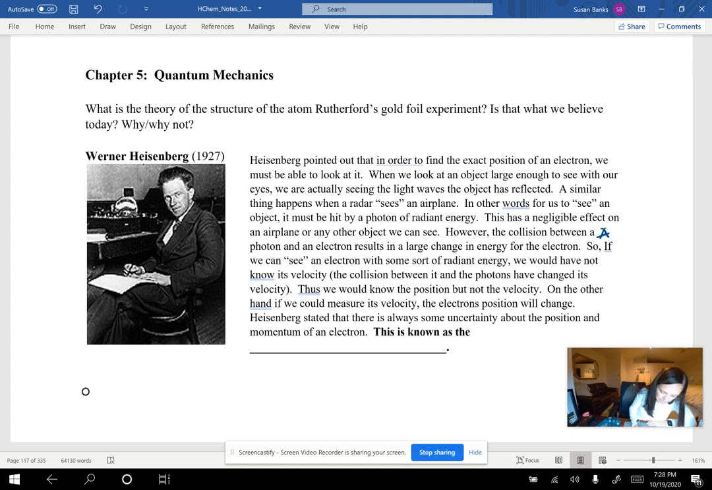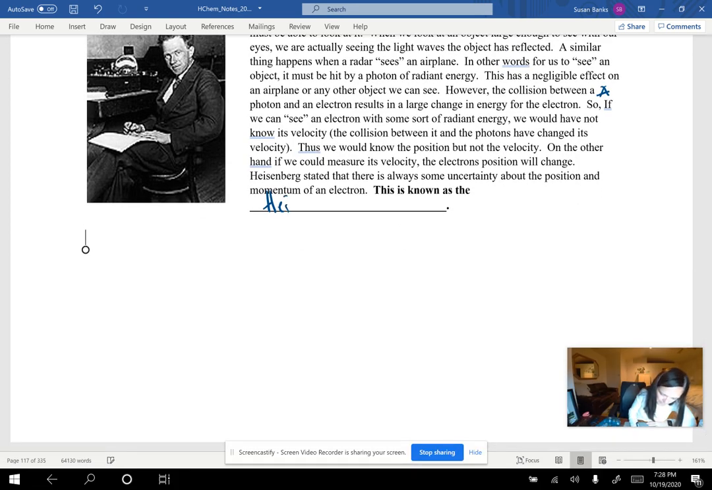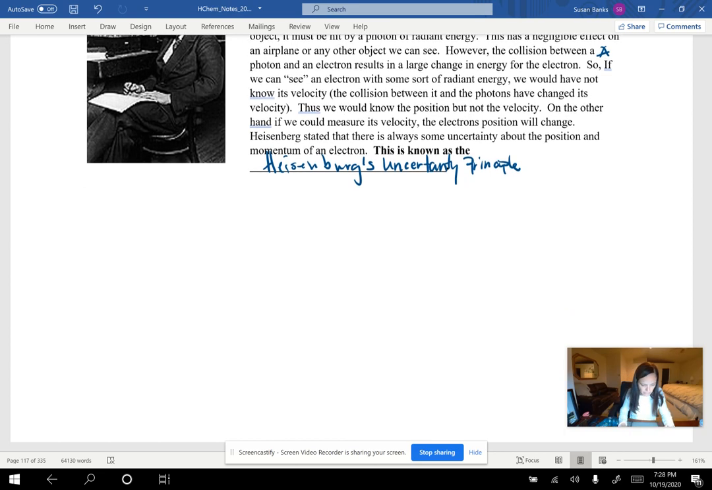This is known as Heisenberg's uncertainty principle. So the uncertainty principle basically means I cannot know both the position and the velocity or momentum of an electron at the same time. I can know one or the other, but not both. Okay? All right.